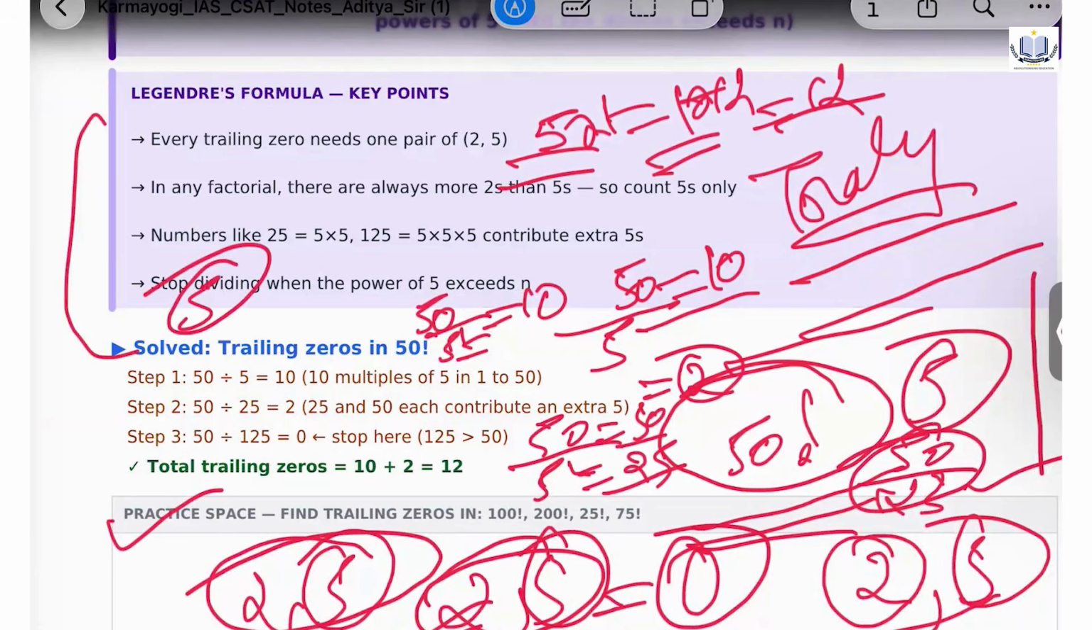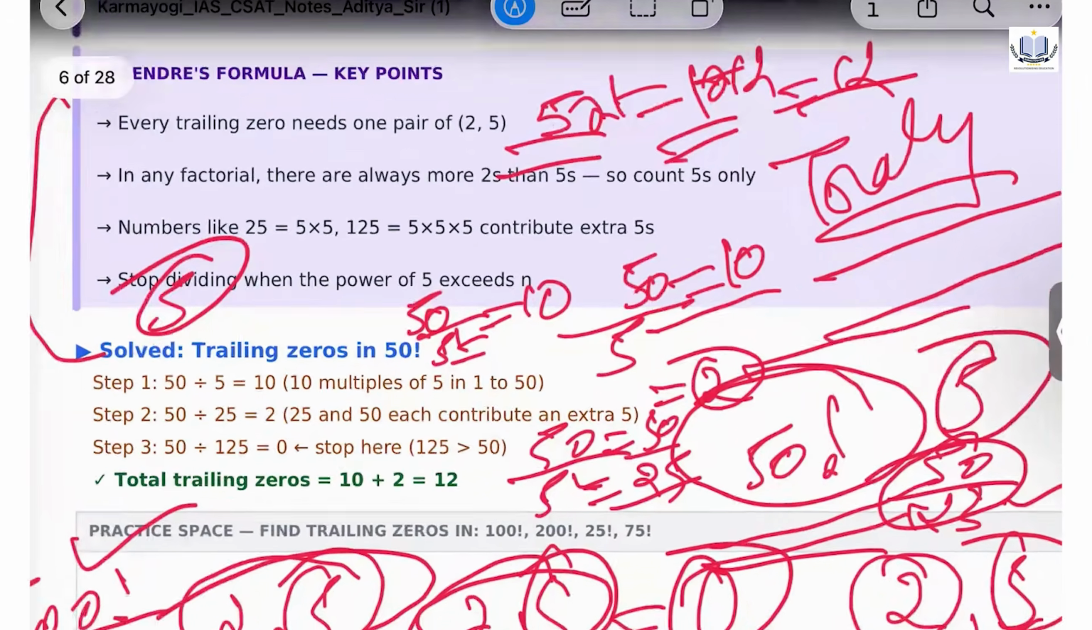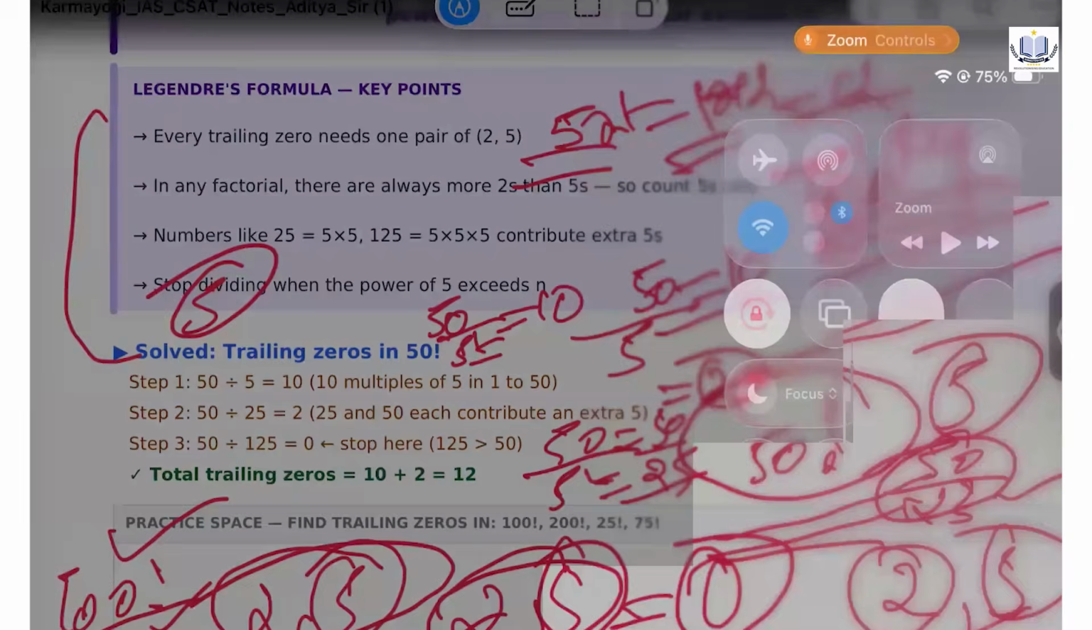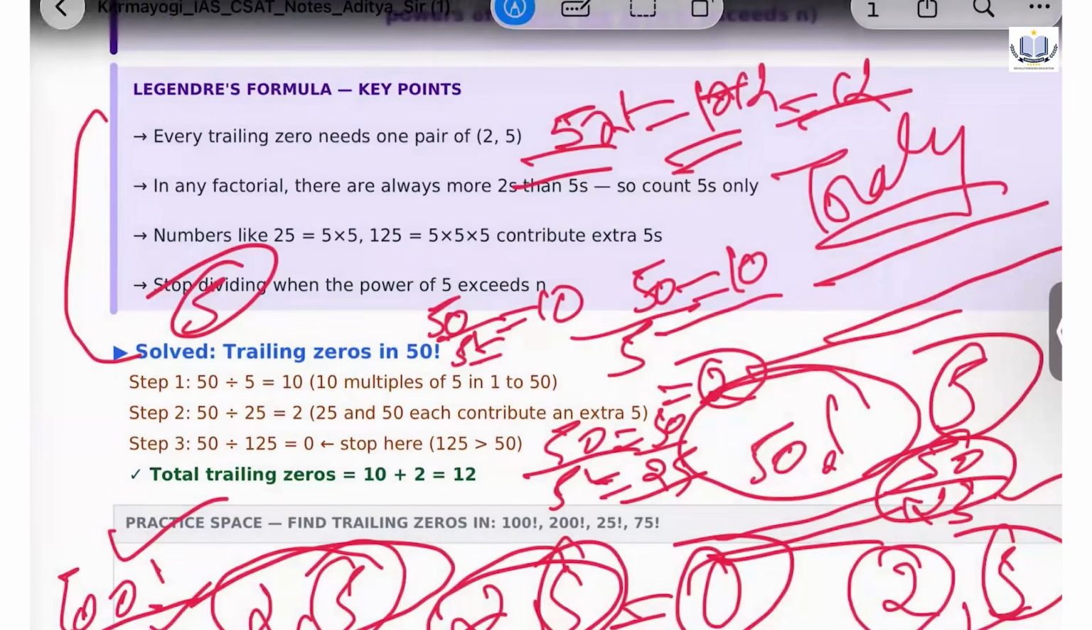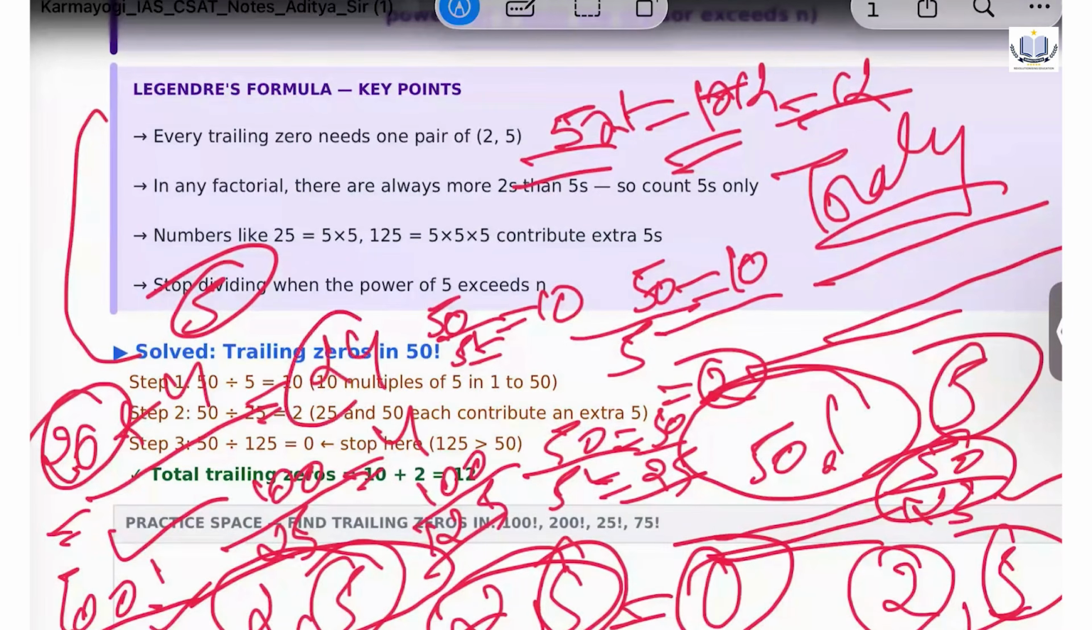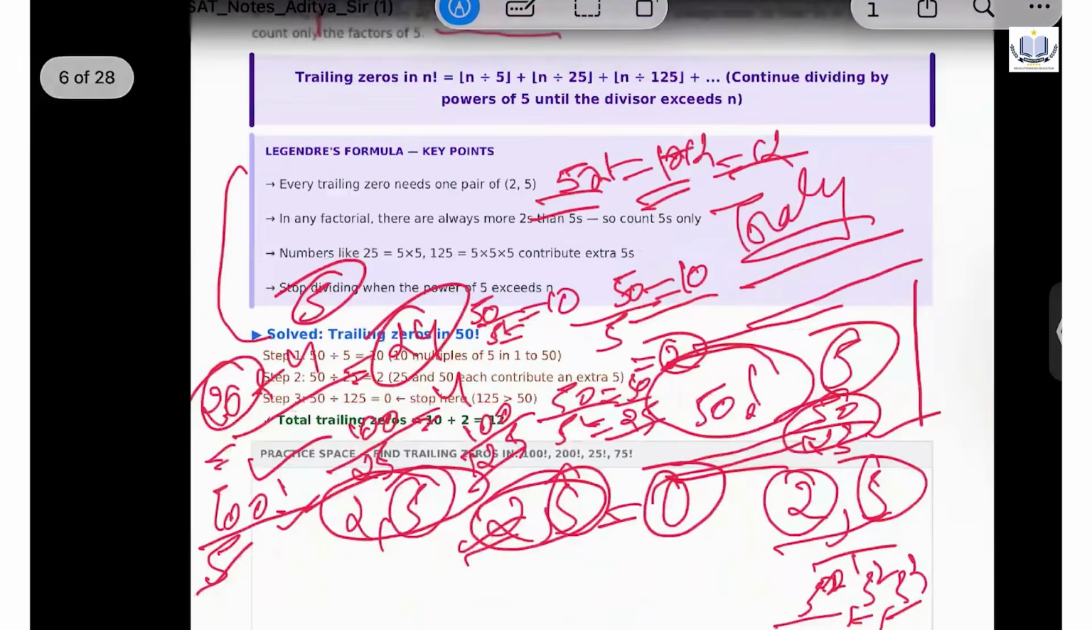And using the Legendre formula, we have to apply it to any factorial. Say for example, 100 factorial, in this we have to find trailing 0. What we will do? First we will divide by 5. So when we divide by 5, we will get 20. Then we will divide by 5 squared, 25, so we will get 4. That makes 24. Now 100 divided by 5 cube, 125, will be negligible, so trailing 0 will be 20 plus 4, 24. This is what you need to understand. Okay.